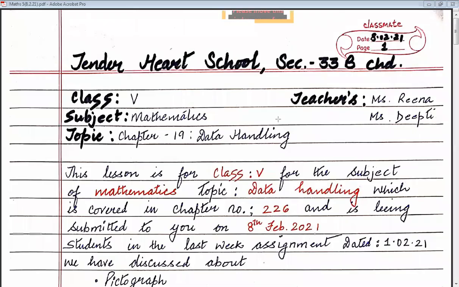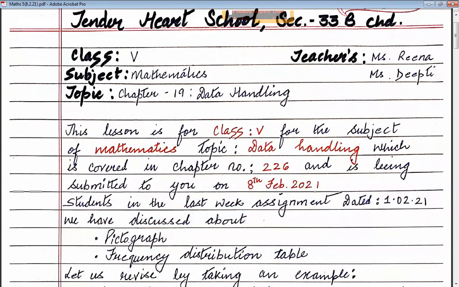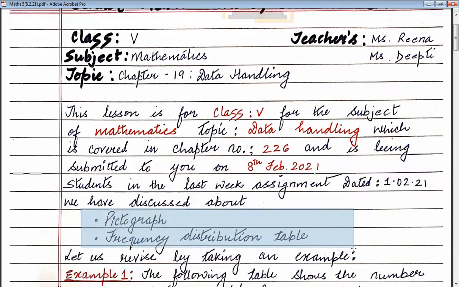Good morning, students. This lesson is for class 5th, subject mathematics, chapter 19, data handling, which is covered on page number 226 and is being submitted to you on 8th February 2021. Students, in the last week's assignment dated 1st February 2021, we discussed pictograph and frequency distribution table.